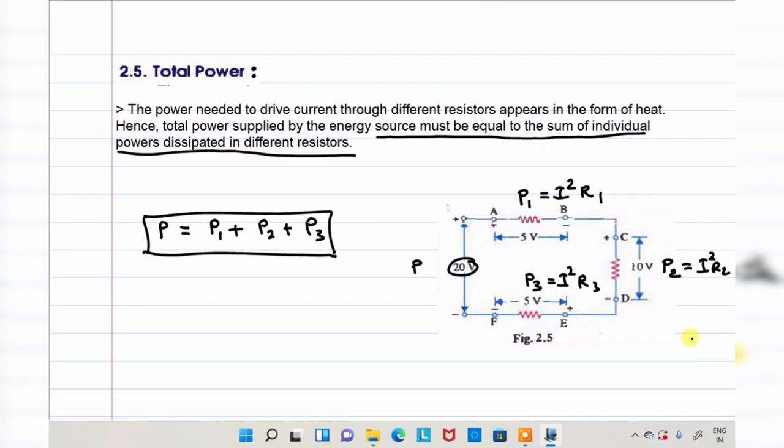In the examination, you may expect a numerical question. They will provide a circuit, and give the total power and the power of one of the two resistors. What about the power consumed by the other resistor? Let me take that example also.